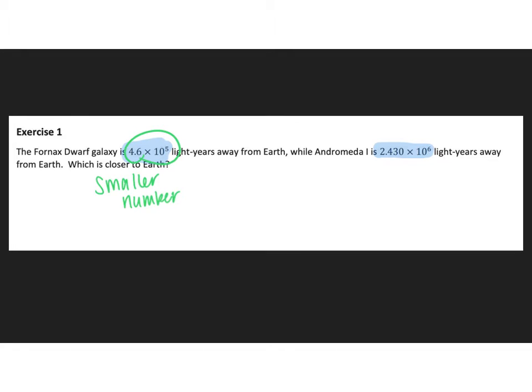Now, there's a few ways you can do it. If you want to, you can actually write these numbers out. So this is 4.6 times 10 to the 5th. So we would move that decimal 1, 2, 3, 4, 5. And then this one over here is 10 to the 6th, so we would have our 2, and we move this 1, 2, 3, 4, 5, 6. And then you can easily see that that second number is bigger. It has 1 extra space. But we really didn't even need to do that because you can see that our exponent is 1 bigger over here, so that's going to be bigger no matter what.